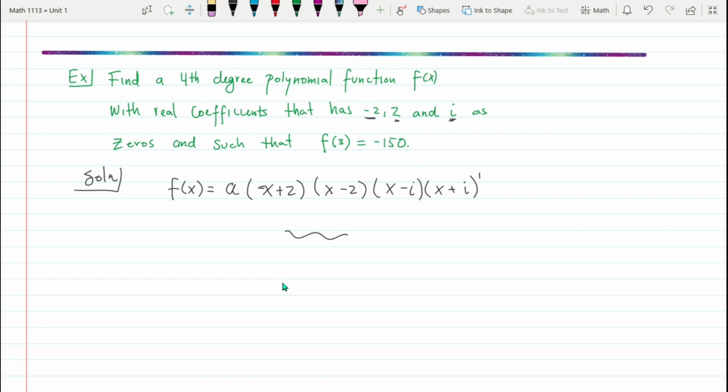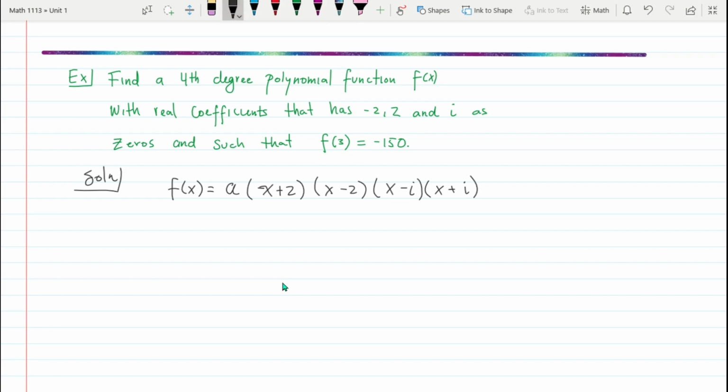Okay, so now that we've done that, we have the backbone of our polynomial. Now we have to figure out this leading coefficient. How do we figure out the leading coefficient? We do that by using that last piece of information, which is the initial condition. It tells me that whenever I plug in the value x equals 3, the outcome is going to be -150 in this particular case. So what does that mean?